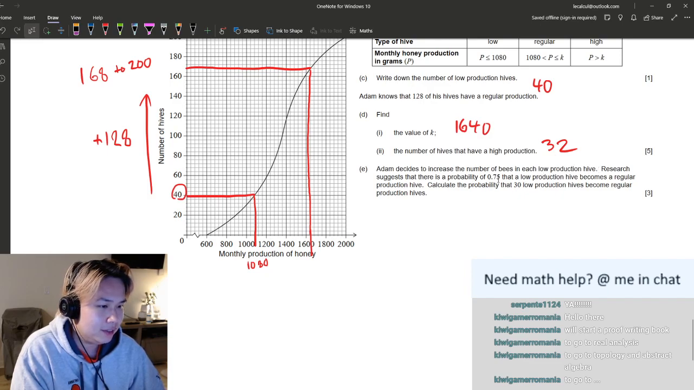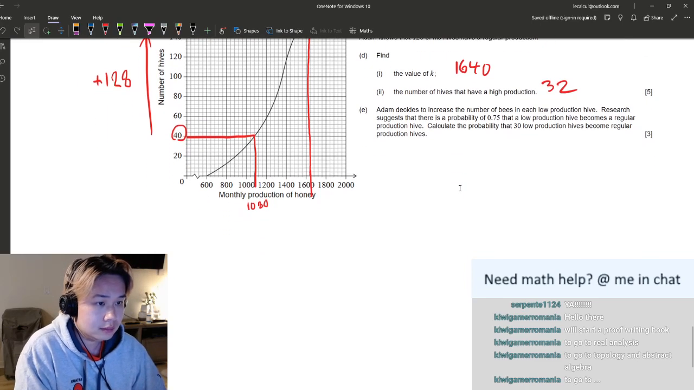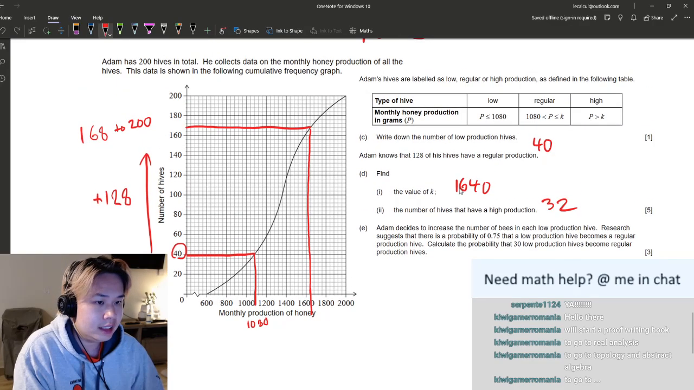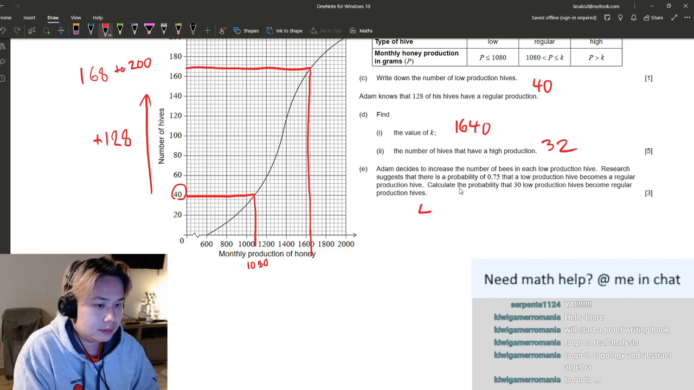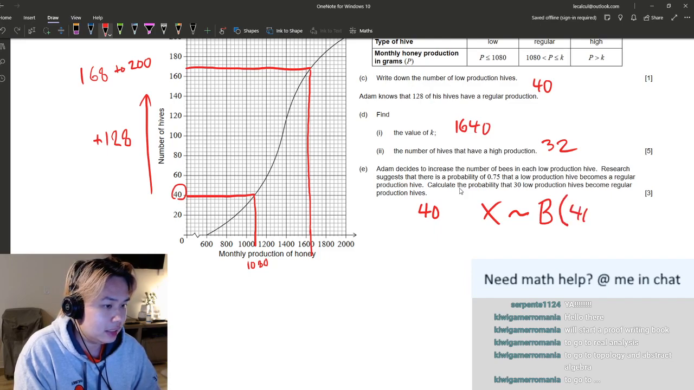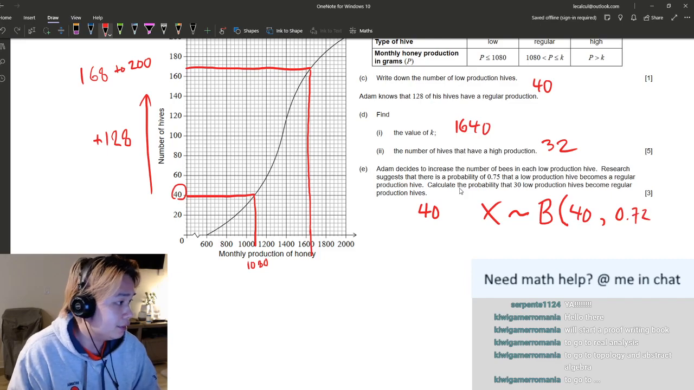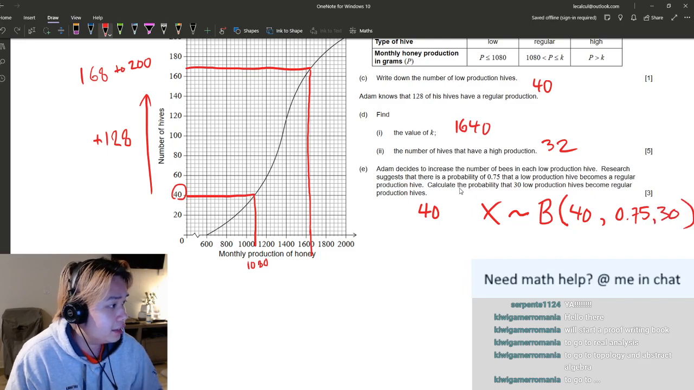Research suggests there's a probability of 0.75 that it becomes a regular hive. Calculate the probability that 30 low production hives become regular production hives. Okay, so we switch from linear regression to cumulative frequency to a binomial distribution. So we know that there are 40 low production hives. And we want to find the probability that 30 of them are going to become regular production. So this means that we have a random variable that's binomially distributed. There's again 40 hives, and the probability of each one being successful in turning into a regular production is 0.75. And I am interested in 30 successes.